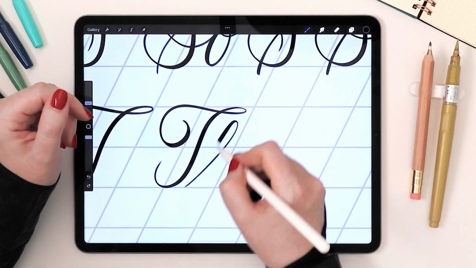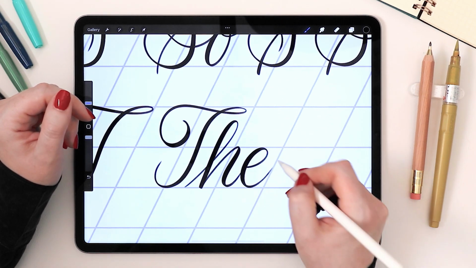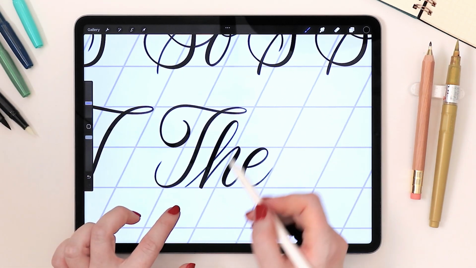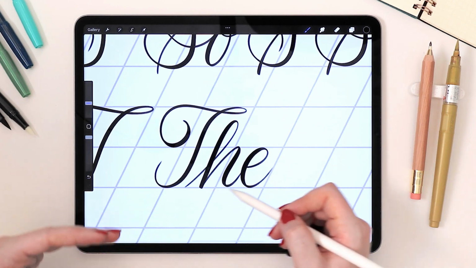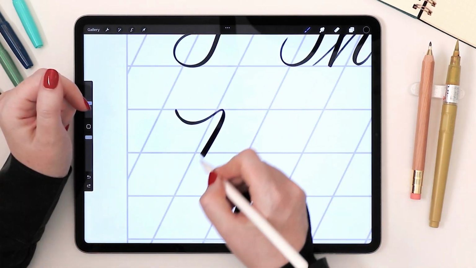For letters like this that really can't connect very well to the following letter, you just have to make a very beautiful entry stroke to that letter and keep going with your word. It will create a cohesive look even though they're not connected. U is a simple one.